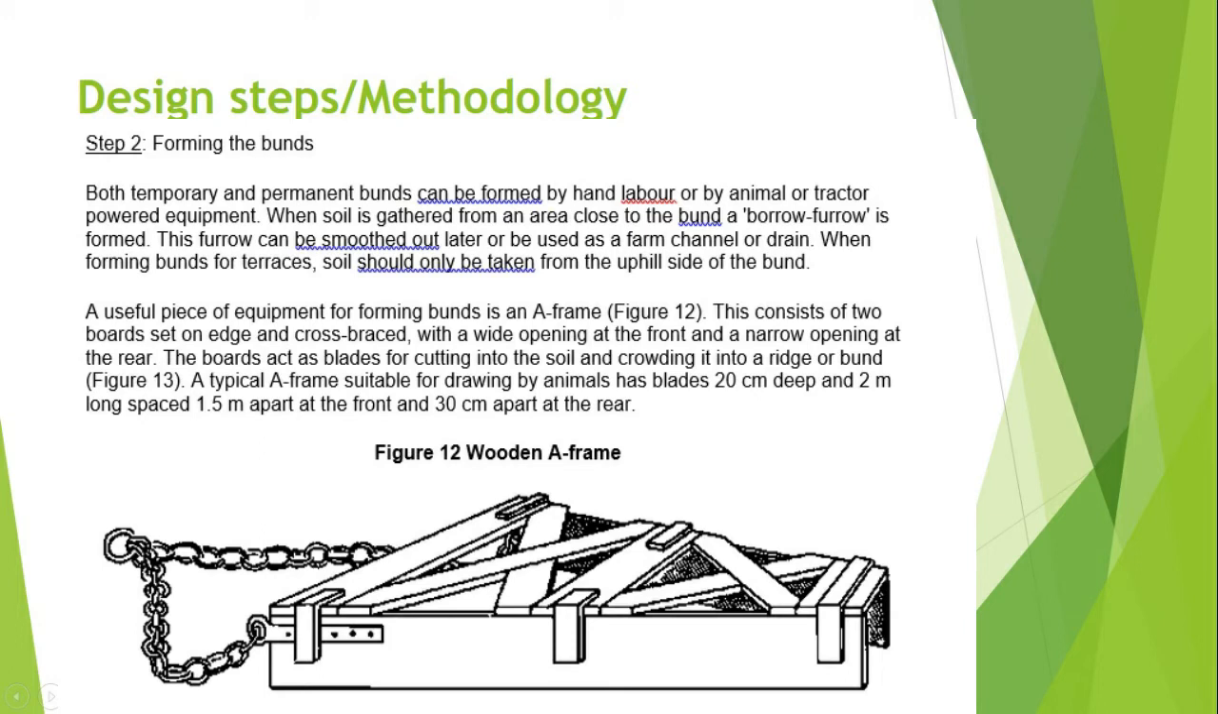Before forming bands with an A-frame, it is useful to loosen the topsoil to a depth of 10 to 15 cm so that the blades can easily collect sufficient soil. Whichever method is used, it is important that the bands are properly compacted so that leakage cannot occur.